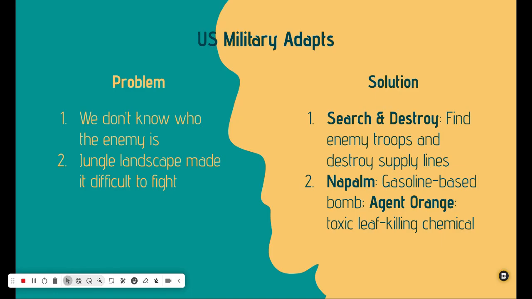So, the whole idea with search and destroy was to try to search out the enemy. So, try to find the VC in these villages where they were hiding because they could not easily identify these communist supporters in the South. The US would do these raids on the small villages. And if they found VC or if they found that they were providing support for the VC, then the US military would destroy those villages because they were connected to the Viet Cong.